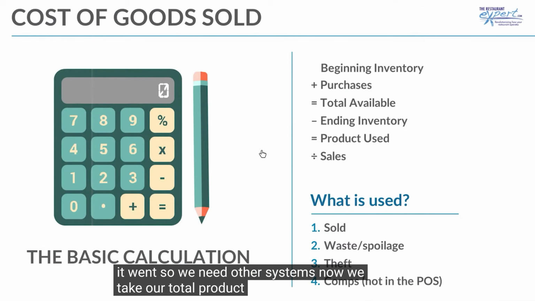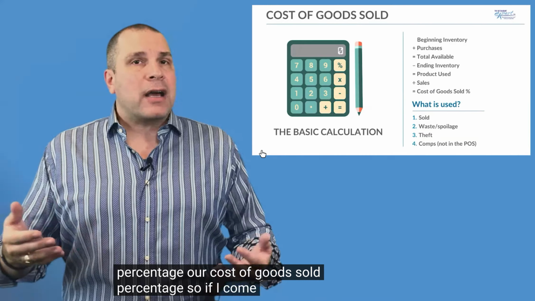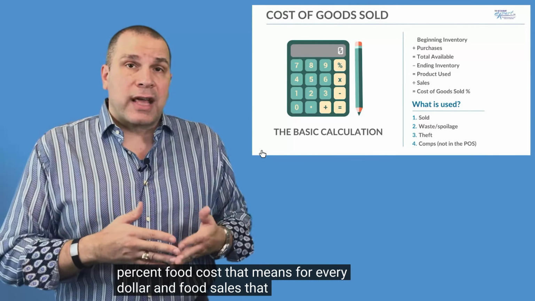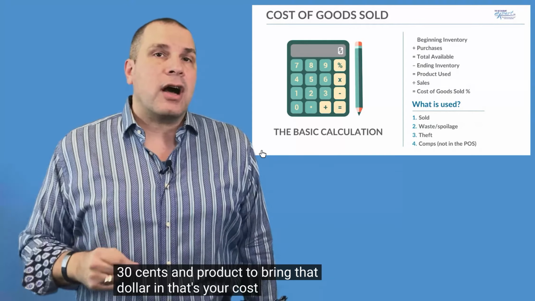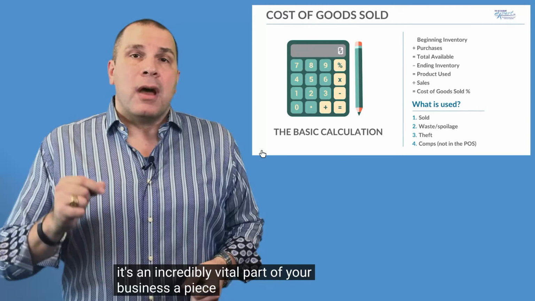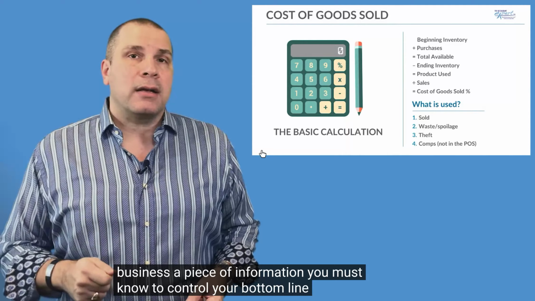Now we take our total product used divided by the sales for that same period. We come up with our food cost, pour cost percentage, our cost of goods sold percentage. So if I come up with a 30% food cost, that means for every dollar in food sales that came in, I used 30 cents in product to bring that dollar in. That's your cost of goods sold. It's an incredibly vital part of your business, a piece of information you must know to control your bottom line.